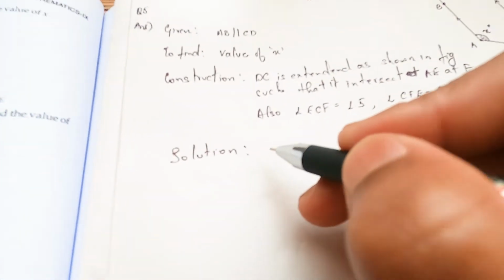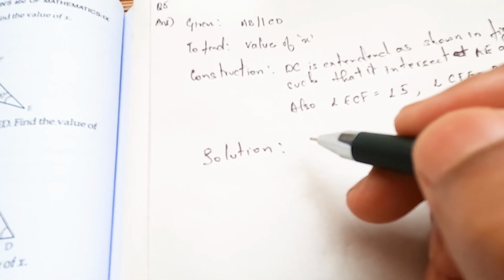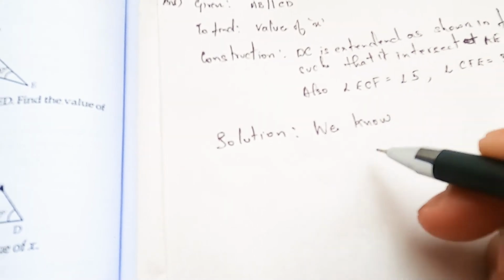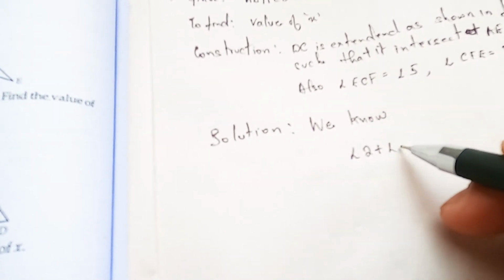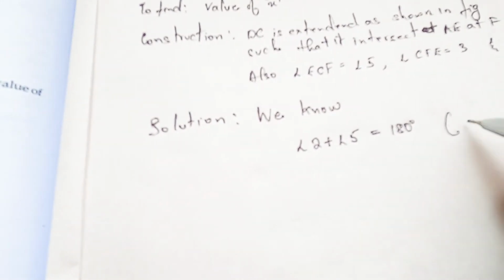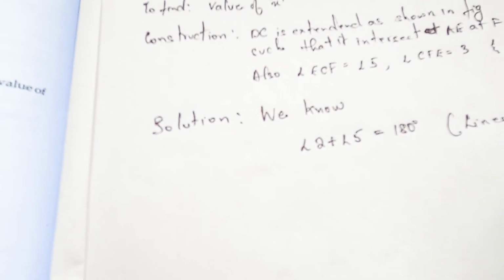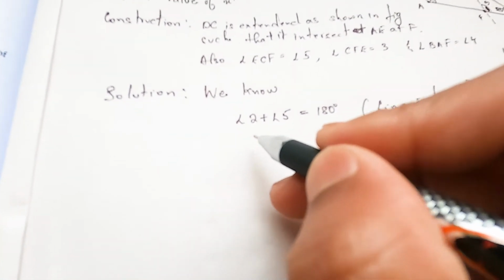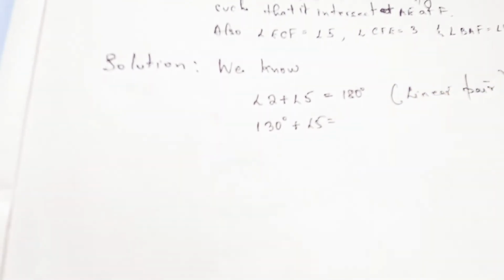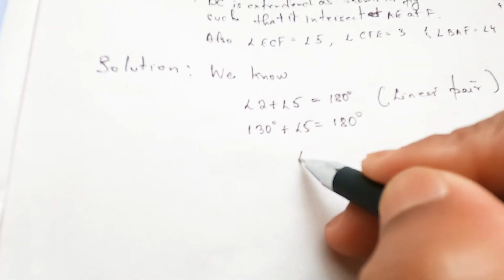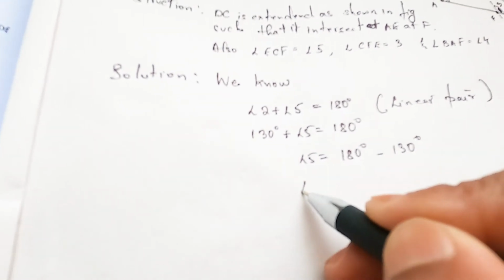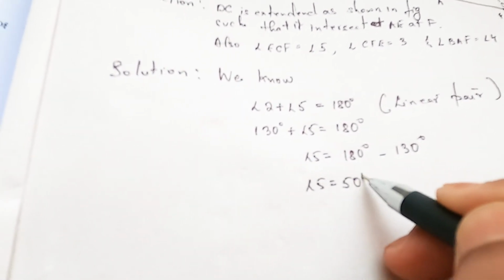You write, we know angle 2 plus angle 5 is equal to 180. Reason: linear pair. So angle 2 is 130 degrees plus angle 5 is equal to 180. So angle 5 is equal to 180 minus 130. Angle 5 measurement will be 50 degrees.